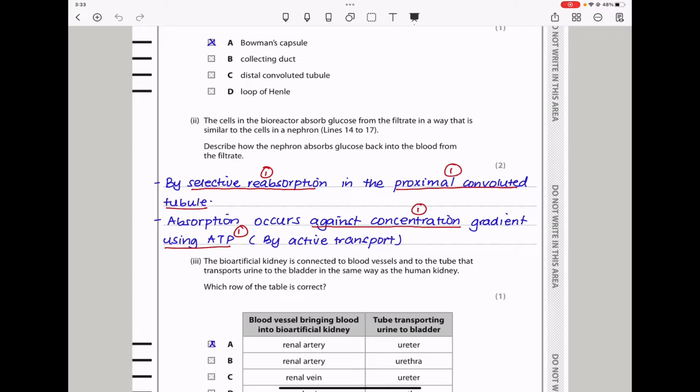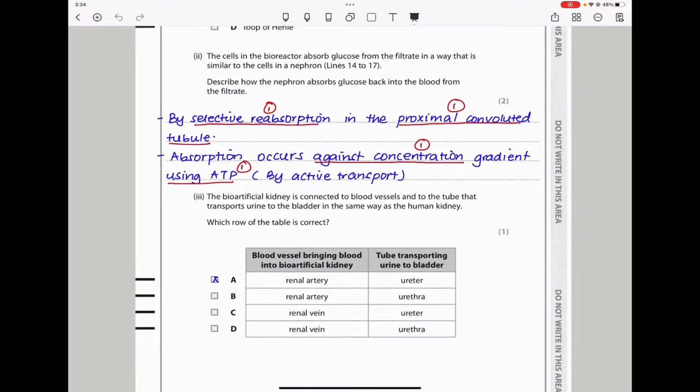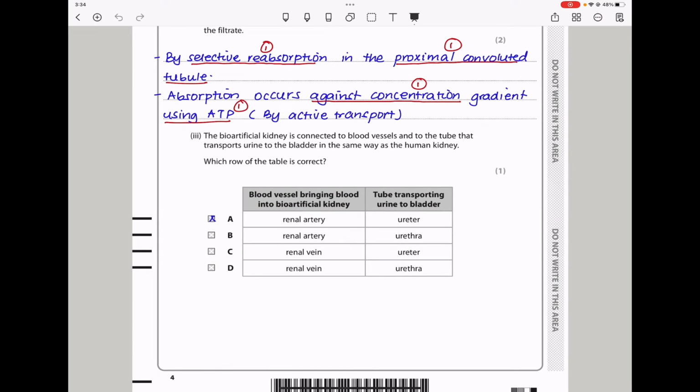Here, the absorption occurs against the concentration gradient, where ATP is used in the process of active transport. And down here they say, the bioartificial kidney is connected to blood vessels and to the tube that transports urine to the bladder in the same way as the human kidney. Which row of the table is correct?